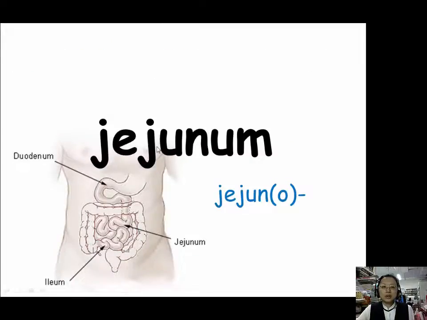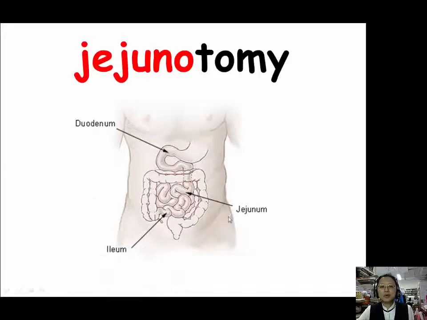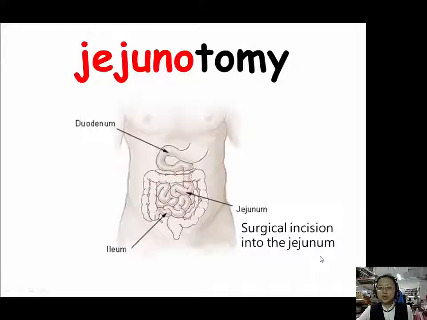When we want to talk about the jejunum, which is the part of the small intestine that is connected with the duodenum, we use the prefix jejuno, J-E-J-U-N-O. Our example for jejuno is jejunotomy. Jejunotomy is a surgical incision into the jejunum.